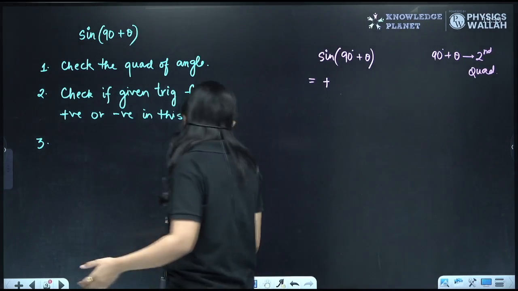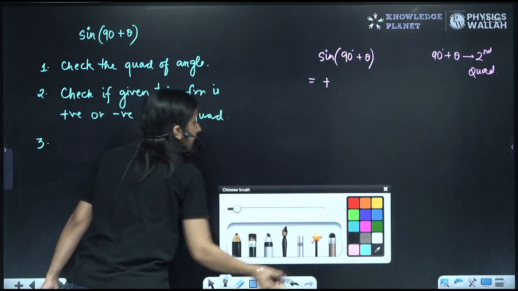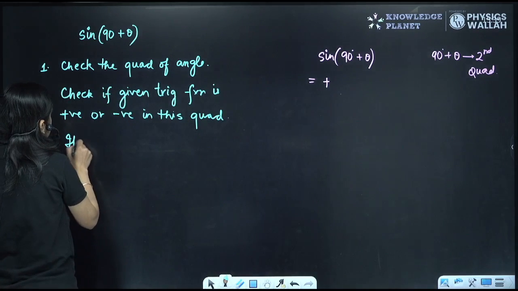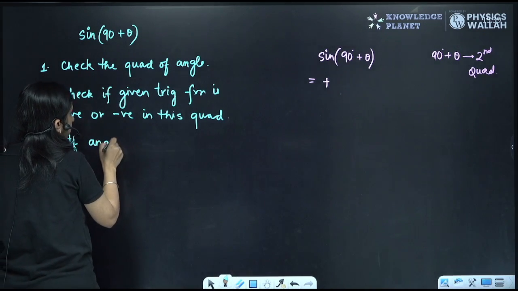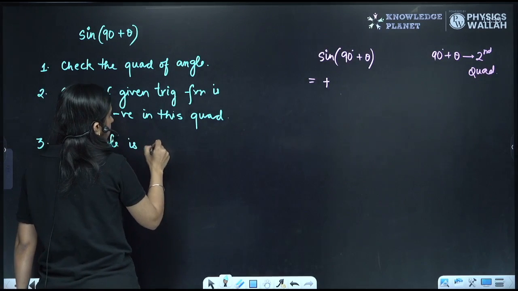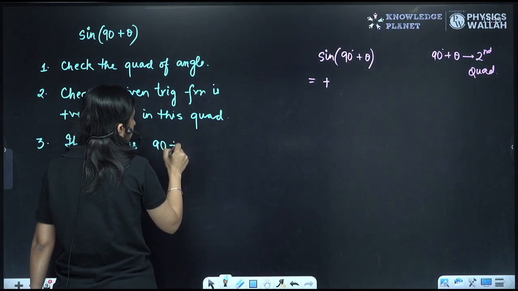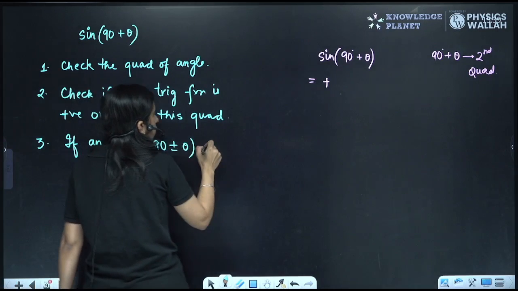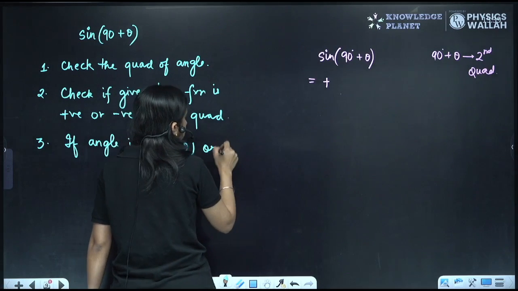Then the third step is, if the angle is given as 90 plus minus theta or 270 plus minus theta.